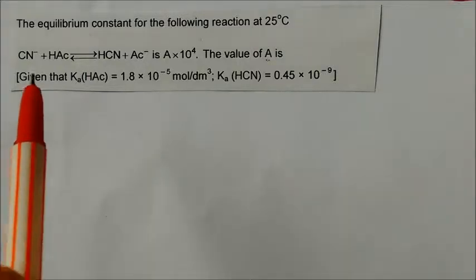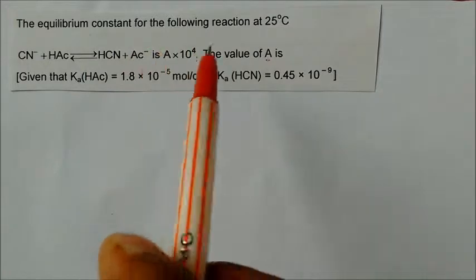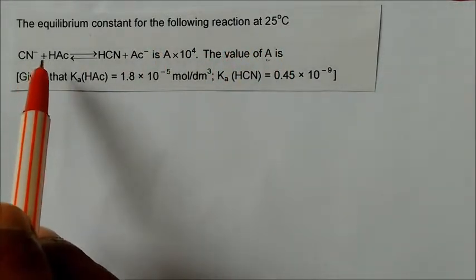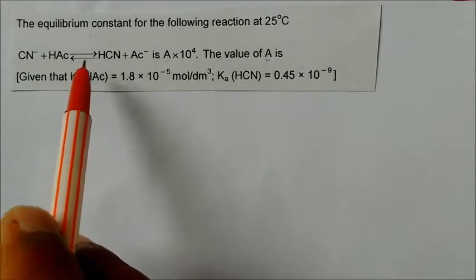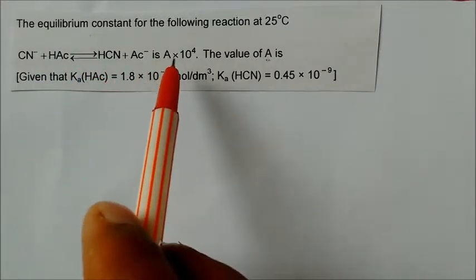Let us solve this problem. The equilibrium constant for the following reaction at 25 degrees centigrade, CN⁻ plus acetic acid undergoing a reversible reaction to give HCN plus acetate, is A × 10⁴.